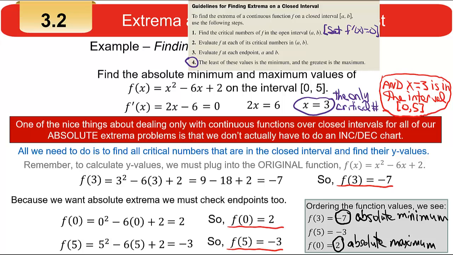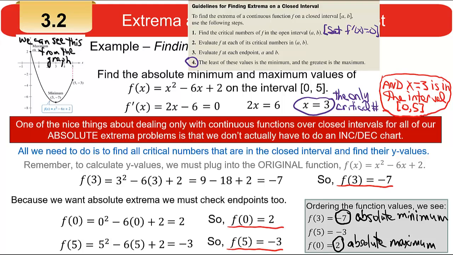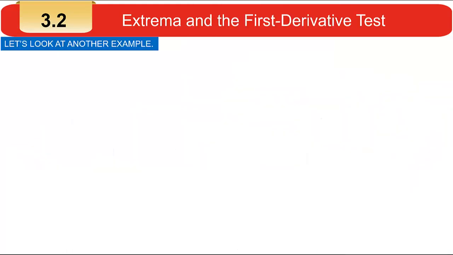So in some sense, this is actually easier than finding the relative extrema, because with all the restrictions we have on the problems we do absolute extrema for, we don't really have to do the increasing decreasing chart. Makes the problem a little bit more straightforward. You could look at a graph to verify that this is correct, but you don't need the graph to get the answer. Let's look at another example.